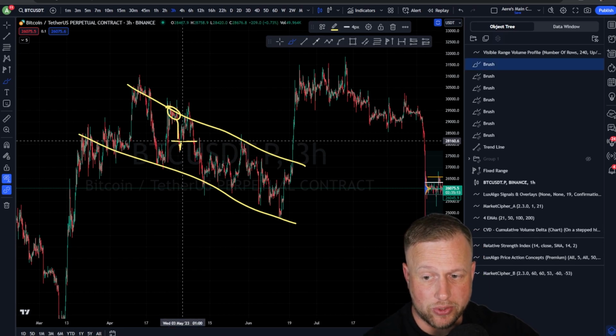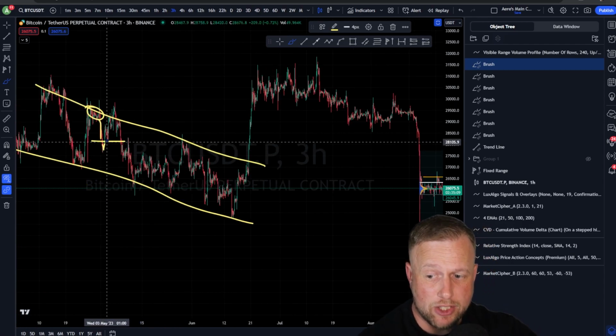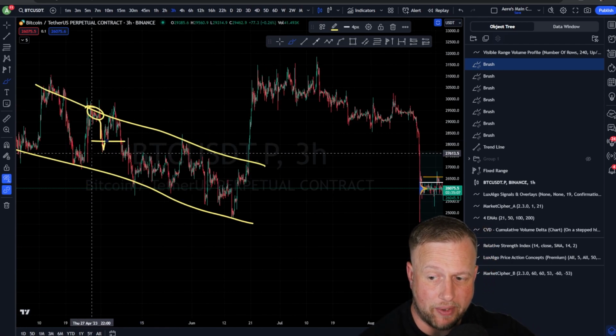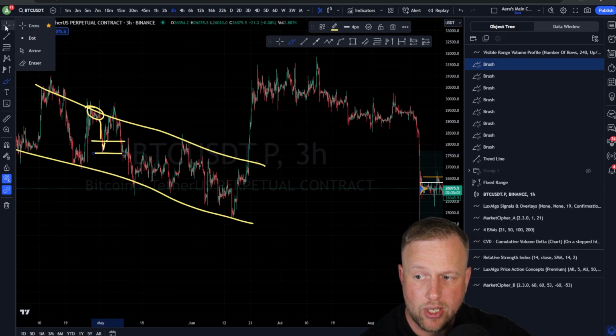So then what do you do? Do you take a long there? I probably don't, unless I'm seeing support and resistance or something else that it bounced off of here, which it could have been there. Maybe you saw something. But I'm waiting.